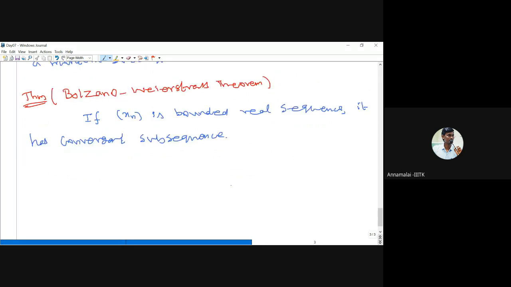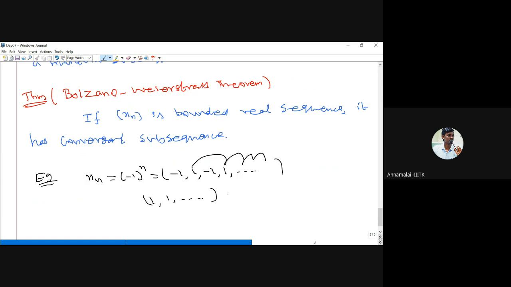For example, we know the oscillating sequence (-1)^n, alternately -1, +1. If you take x_n equal to (-1)^n, the sequence is -1, +1, -1, +1, and so on. It oscillates, so it is bounded by 1 but does not converge. But we can find a subsequence which converges. We can choose the even positions: 1, 1, 1, which is one of the subsequences, and it converges to 1. If you take the subsequence -1, -1, -1, this also converges to -1.